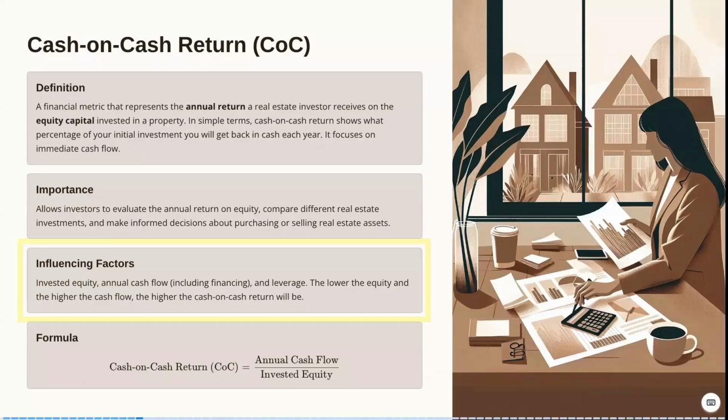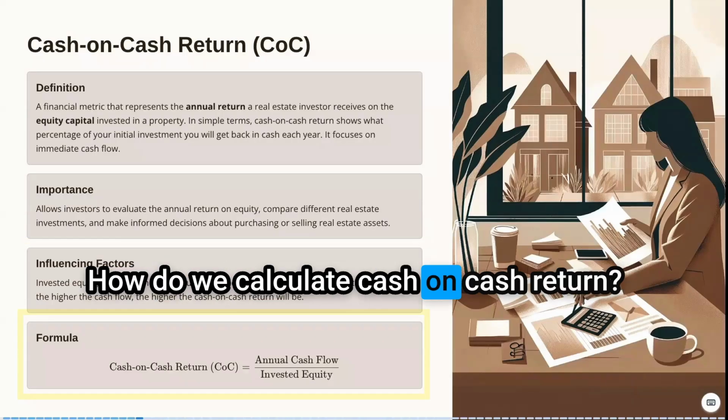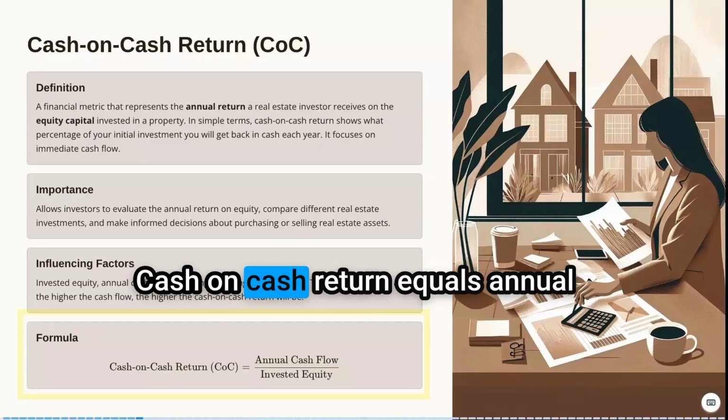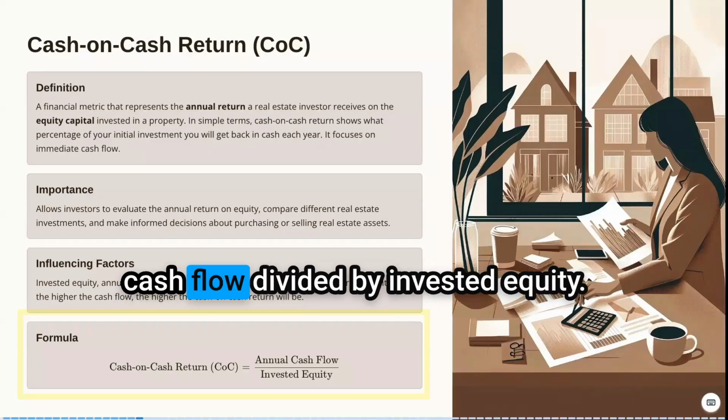How do we calculate cash-on-cash return? The formula is pretty straightforward. Cash-on-cash return equals annual cash flow divided by invested equity.